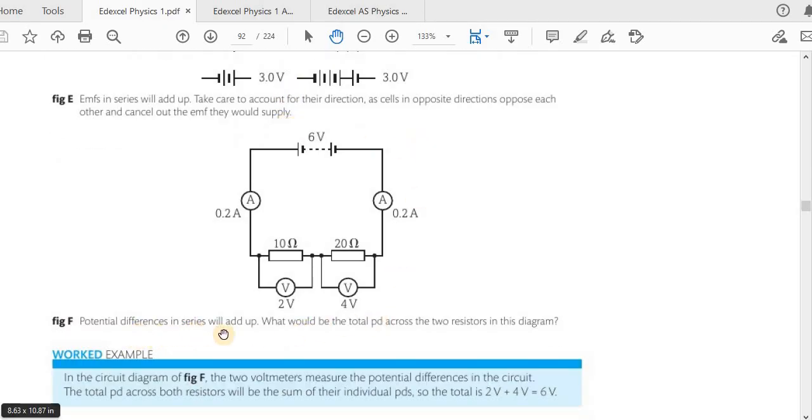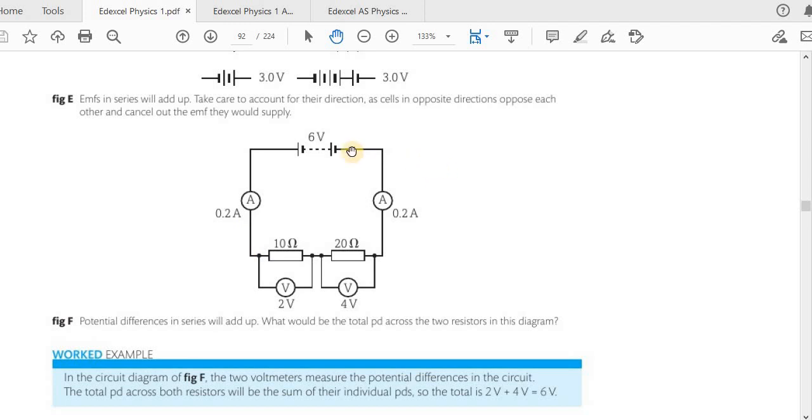Potential differences in series will add up. What would be the total potential difference across the two resistors in this diagram? Now, for there to be a potential difference, there has to be a resistance between those 2 points. If you are measuring the potential difference between this point and this point, as you can see, this voltmeter is connected between them. For there to be a potential difference between those 2 points, there has to be a resistance between them, and in this case the resistance is 10 ohms. So that will cause the potential to drop.